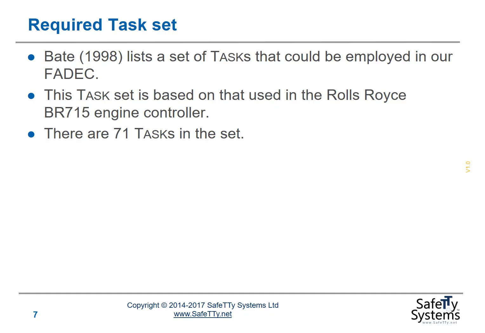What about the required task set? The BATE 1998 document that you'll find listed in the ERES2 book lists a set of tasks that could be employed in our FADEC. This task set is based on that used in the Rolls-Royce BR715 engine controller. There are 71 tasks in the set. So we could use that as a starting point for creating the software for this type of design.